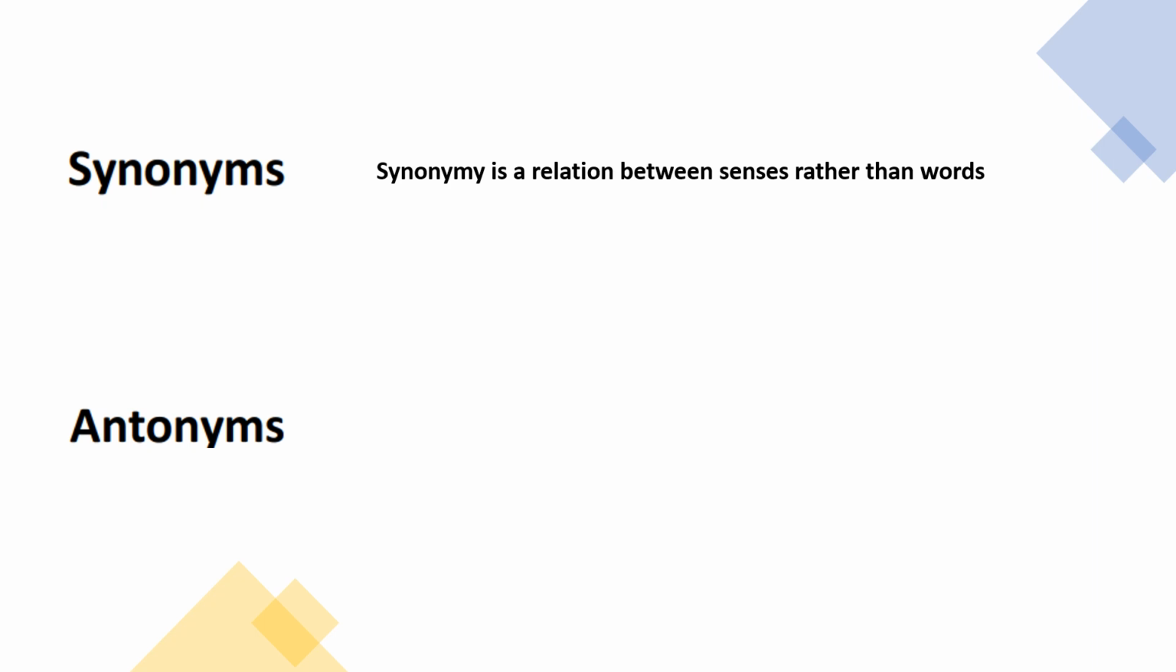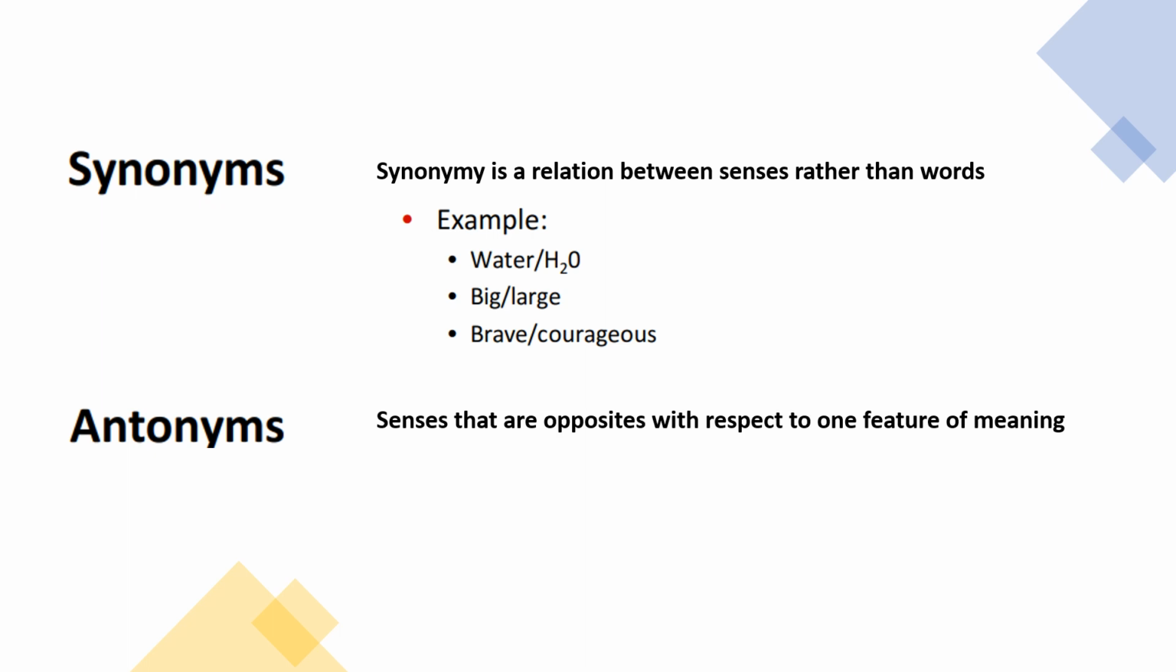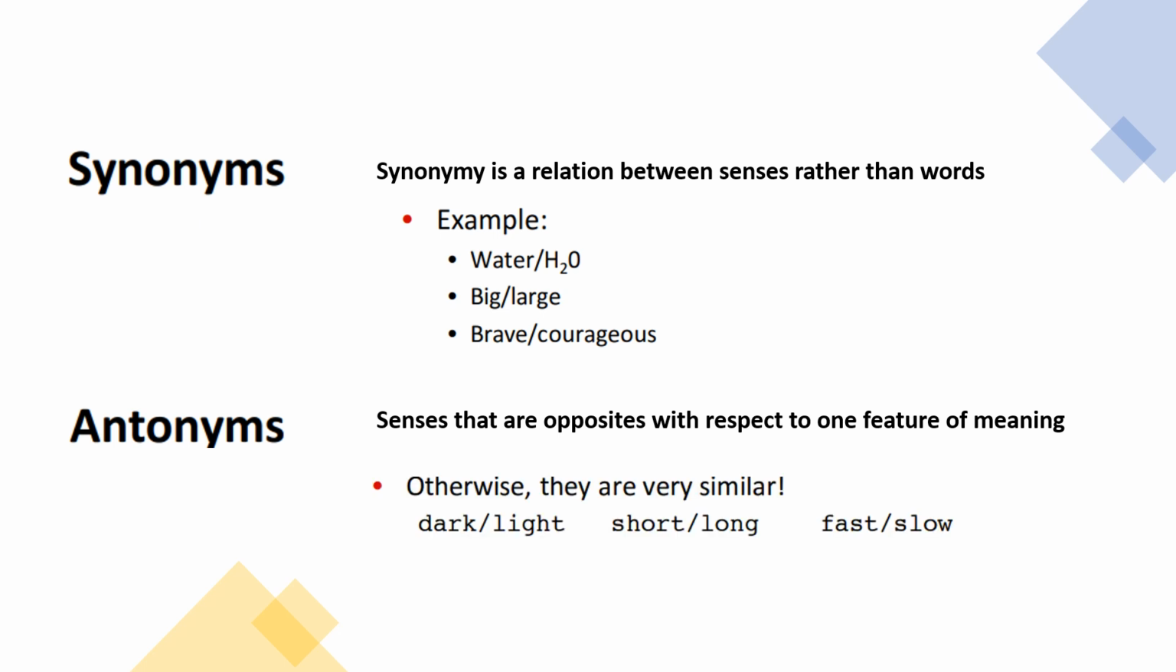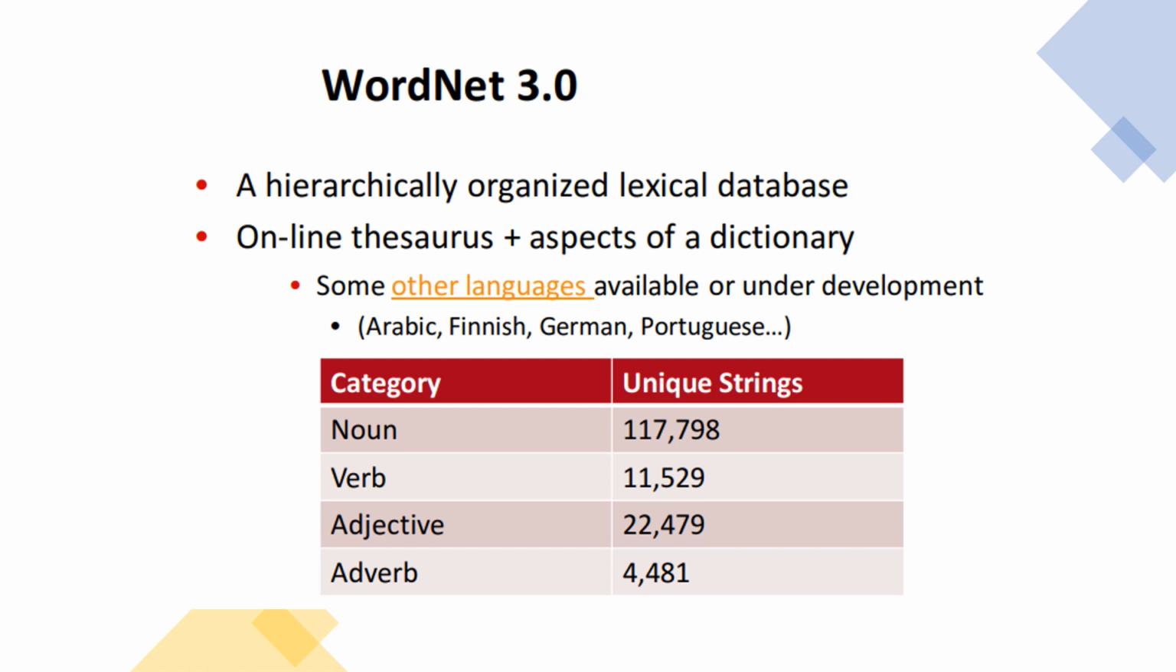Synonyms give us a relation between senses rather than words. For example, both water and H2O have the same sense. Both represent water. Big and large, similarly brave and courageous. Another term is antonyms. Antonyms are those words that represent the opposite sense of the given word, but they are very similar. The antonym of dark is light, for slow it is fast, it is just the opposite of the given word. Online, there is a dictionary of all these thesaurus with its aspects.